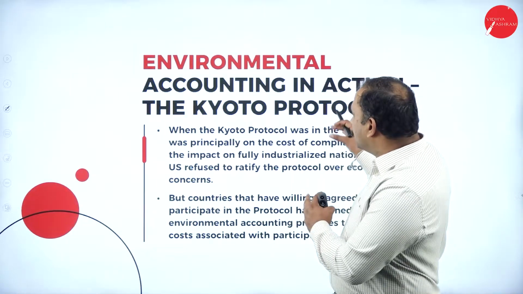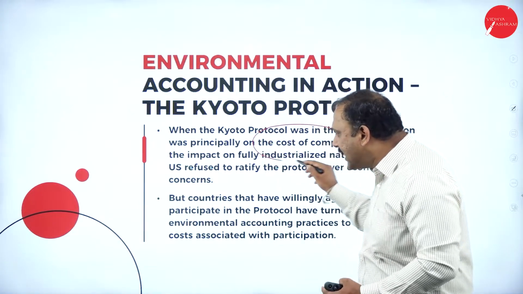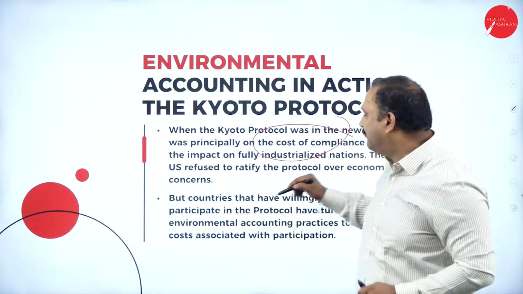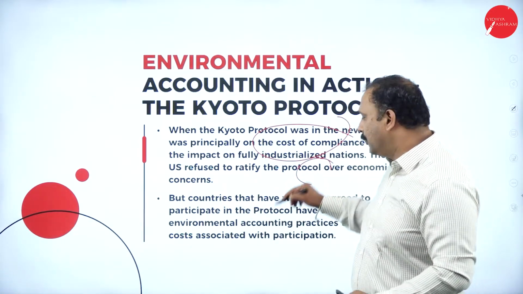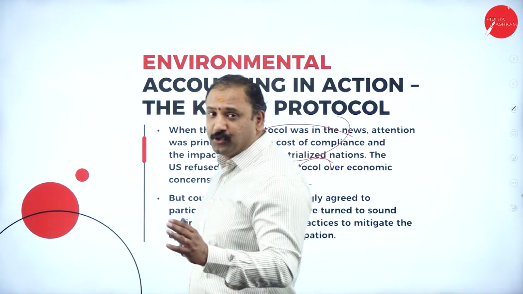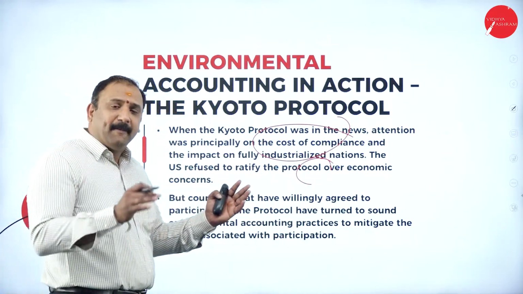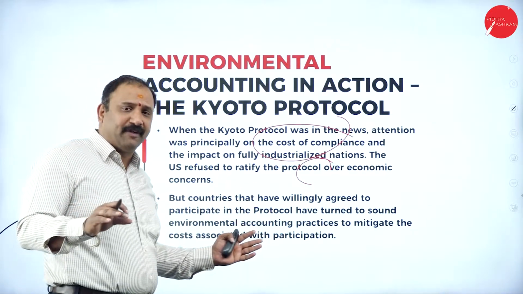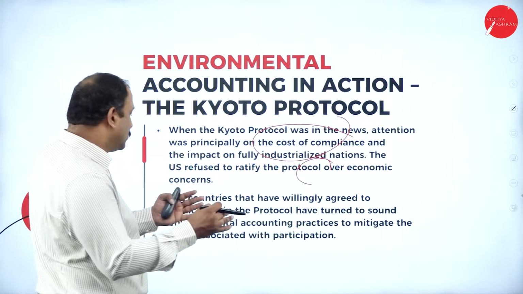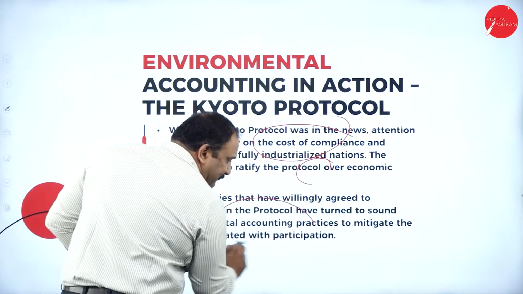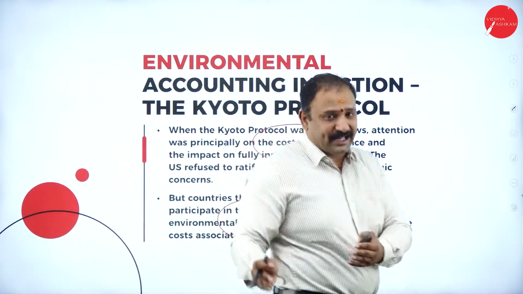Followed by the accounting protocol, it was principally on the cost of compliance and the impact on a fully industrialized nation. The US refused to ratify the protocol over economic concerns. Why? Because the US, being one of the most advanced nations in terms of economy, felt that ratifying the agreement was going to affect profit. But the countries that were willing to agree to this particular protocol turned out to be sound on environmental practices, and they tried to extend the practices to their neighboring countries.